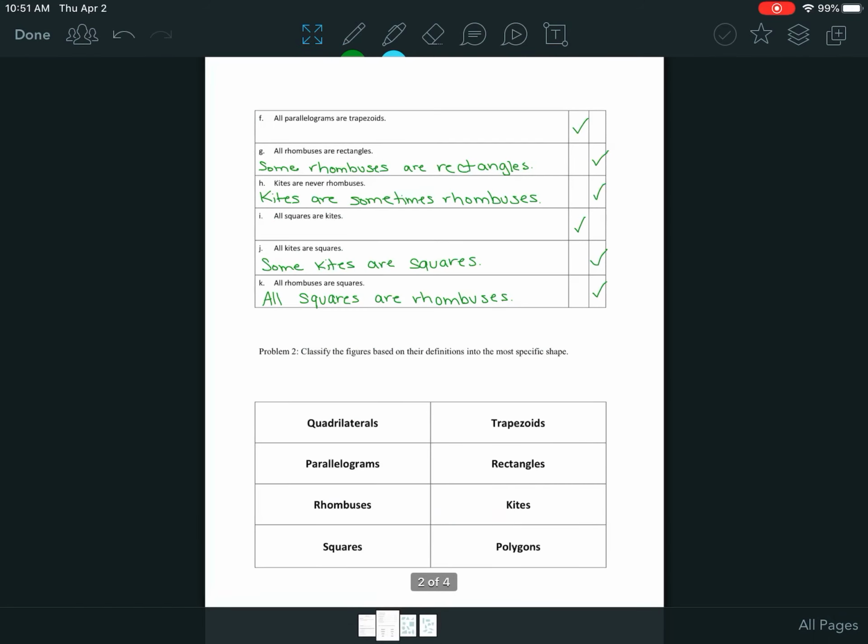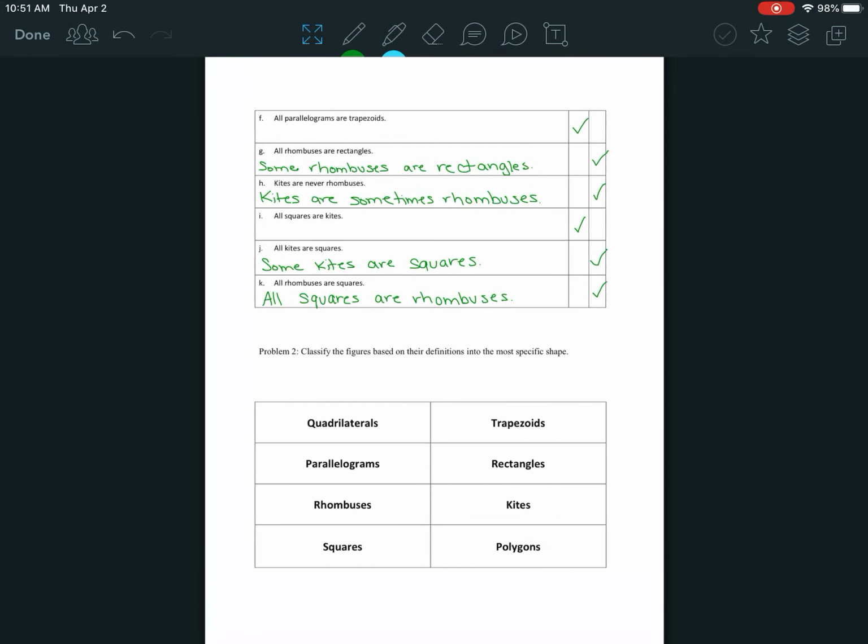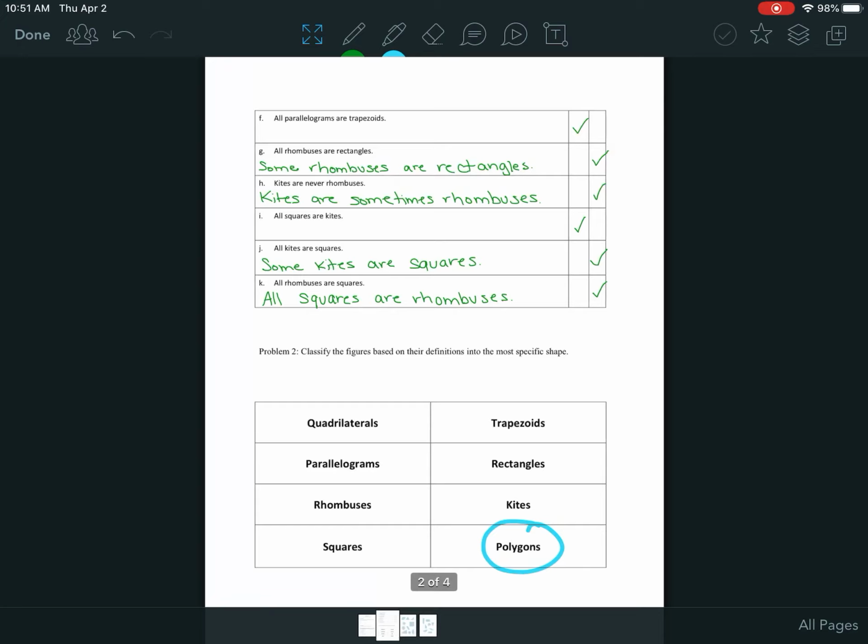So that is the whole true or false portion. Now, if you look at the rest of this, it says classify figures based on their definitions into the most specific shape. So here you can see it lists all the shapes: quadrilaterals, trapezoids, parallelograms, rectangles, rhombuses, kites, squares, polygons. A polygon, I'm going to circle that. A polygon is just any shape.